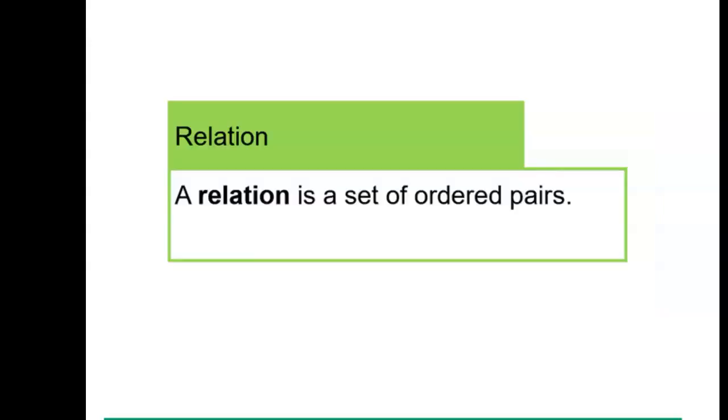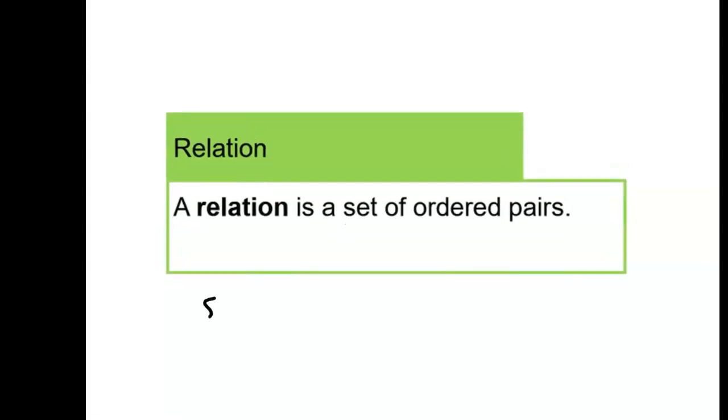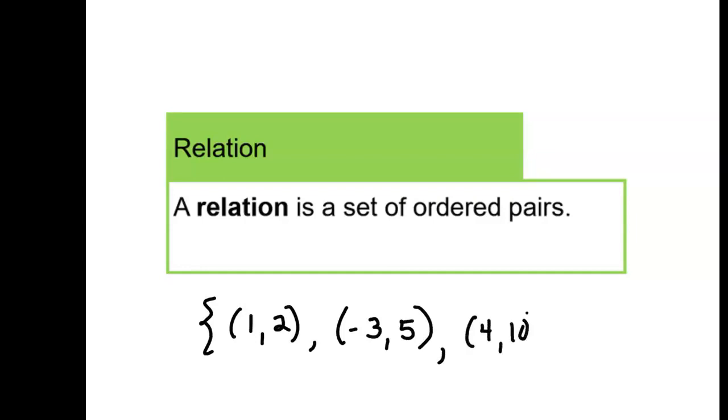First of all, let's define a relation. A relation is simply a set of ordered pairs. So we write sets of ordered pairs in braces. So for example, we may have the set of ordered pairs (1, 2), (-3, 5), (4, 10), and so on. And so we denote a set of discrete points using these braces to denote a set.